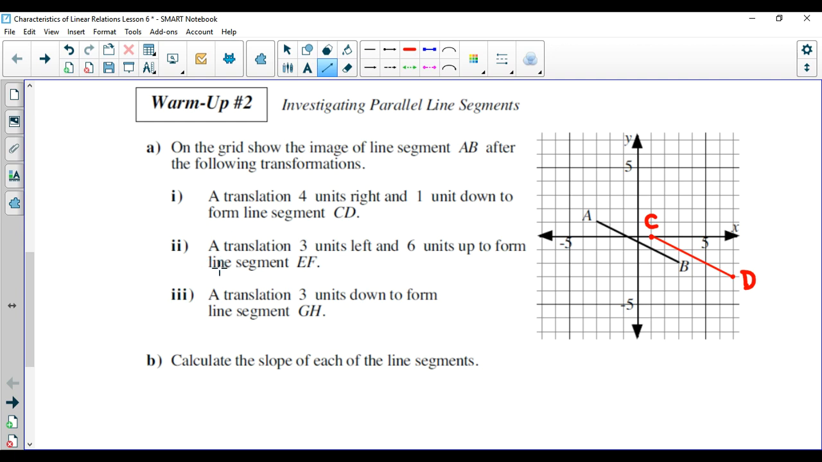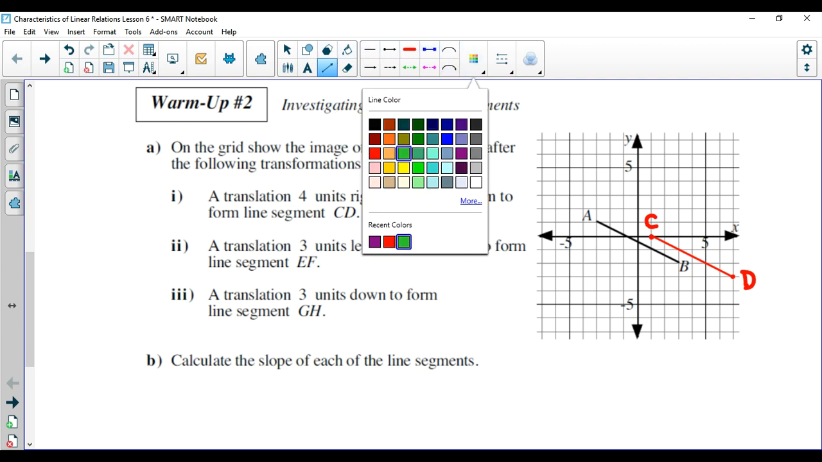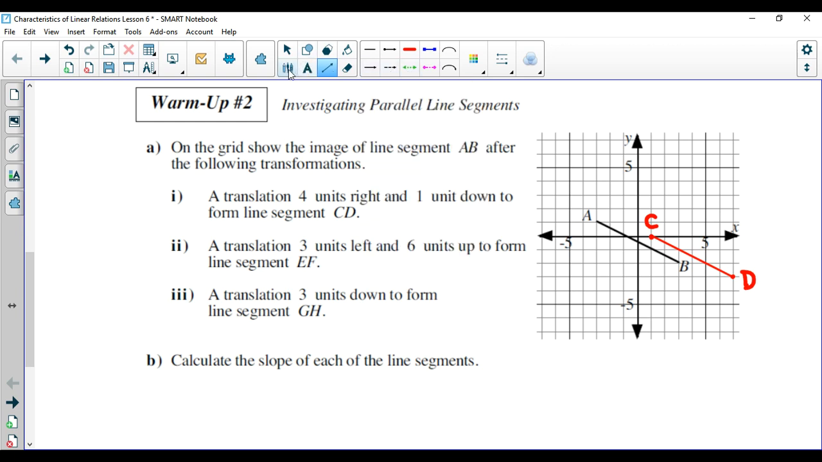Okay, and then we also want to do a translation of 3 units left and then 6 units up. So I'll go to a different color. Let's do green this time around. We're going to go from point A, 3 left and 6 up. So we're going to go 1, 2, 3, and then 1, 2, 3, 4, 5, and 6. So point E is going to be located all the way at the top here.